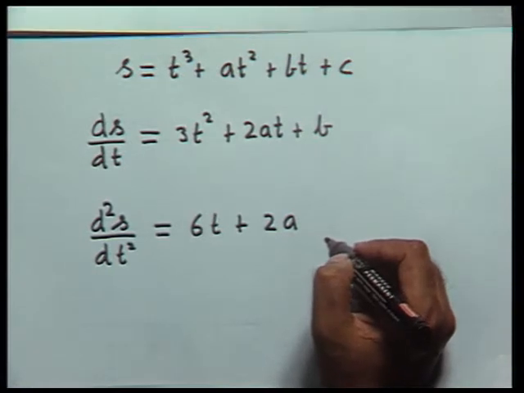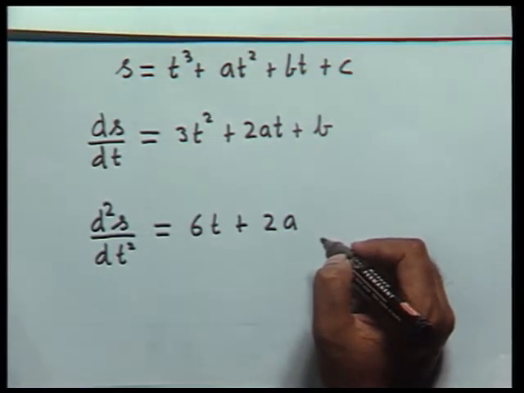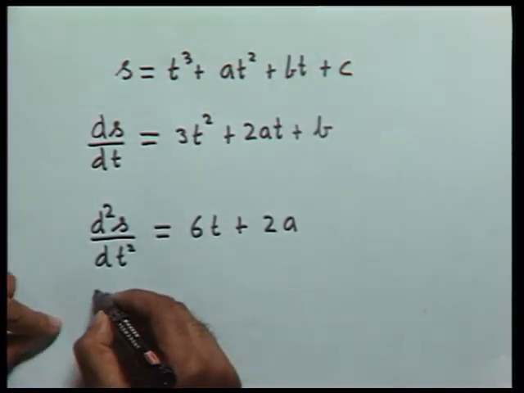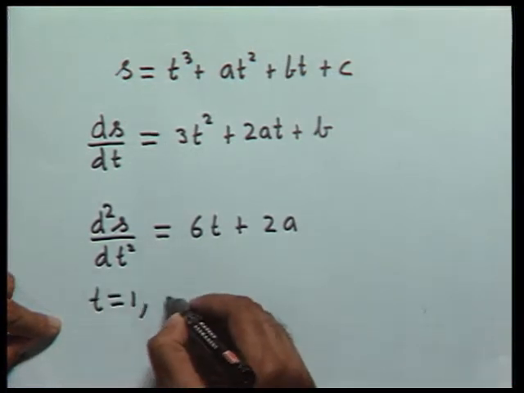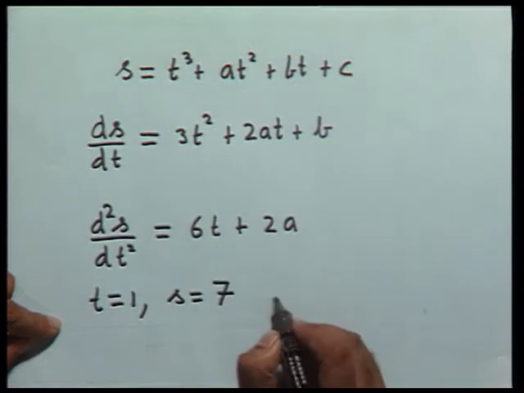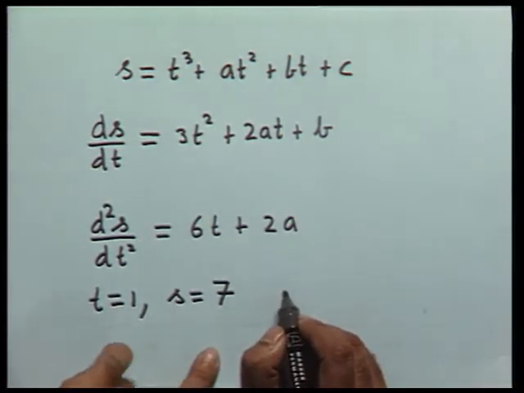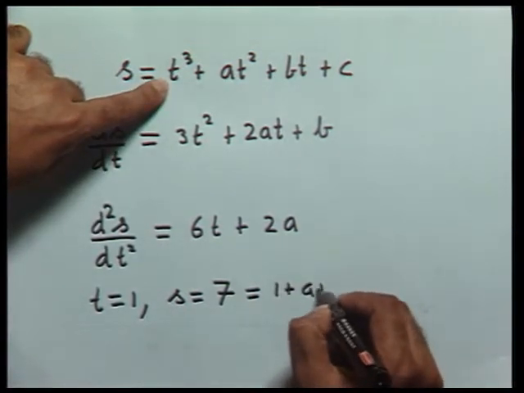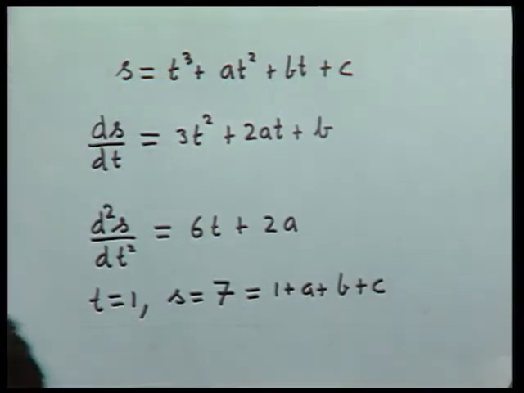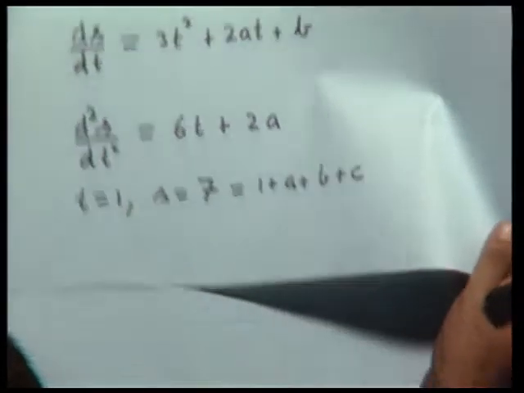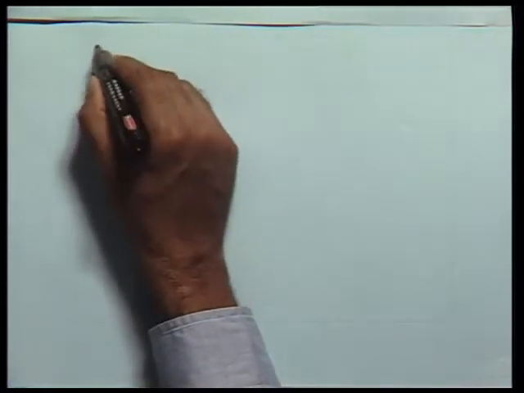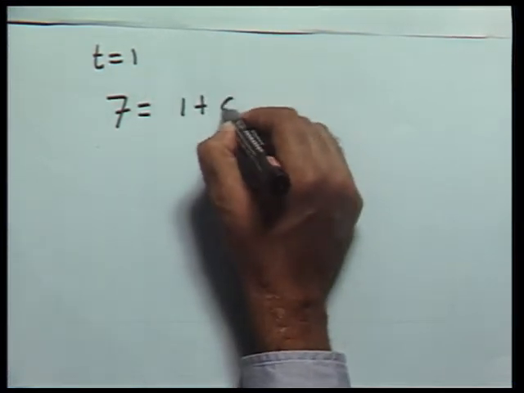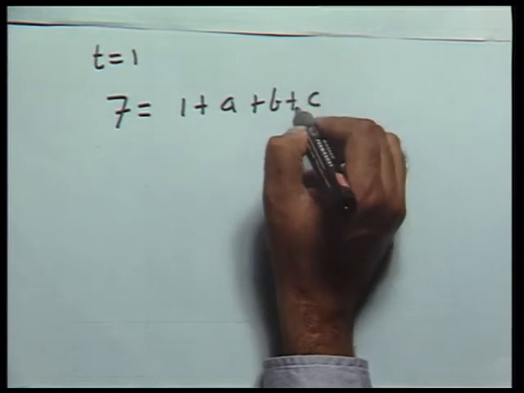We are required to find a, b, c, and we are told that at time t equal to 1, s is equal to 7. Well, when I put t equal to 1, s is really, by this expression over here, 1 plus a plus b plus c. That's the first of our equations. Let me just put it down on this other sheet of paper. So at t equal to 1, I find that 7 is equal to 1 plus a plus b plus c.